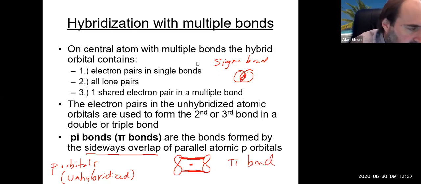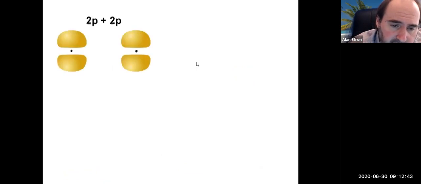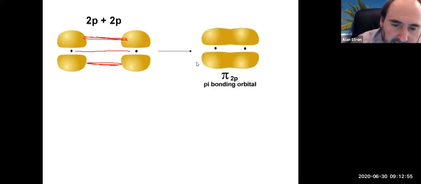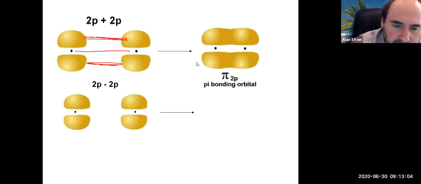So pi bonding is the bonding you get to form a double bond and a triple bond. As you can see here, these are our p orbitals. Again, instead of heading straight at each other, this is the plane of the bond in the middle. They overlap sideways, and what you end up getting is this sandwich of these orbitals above and below the plane where they bond together.